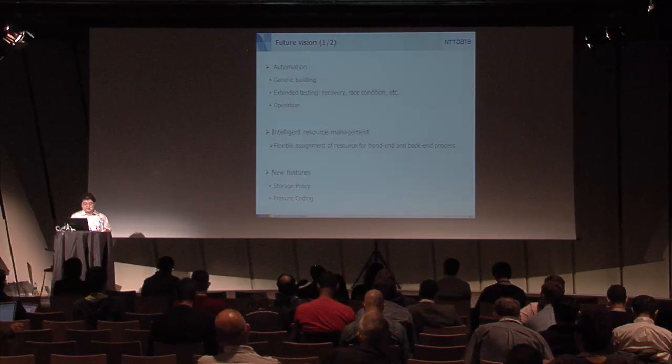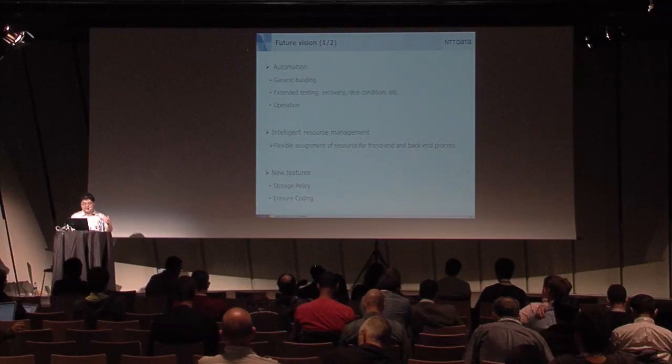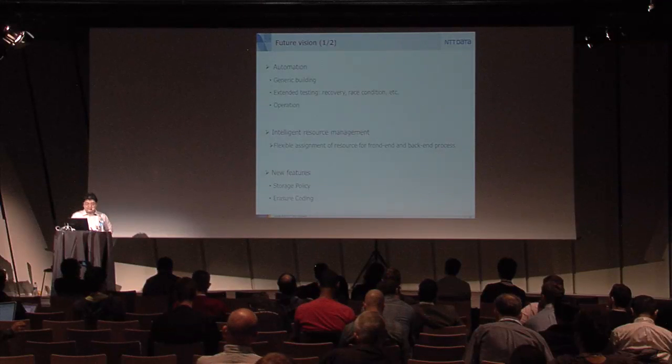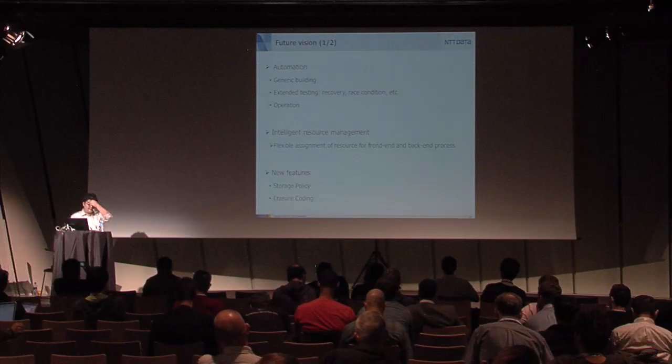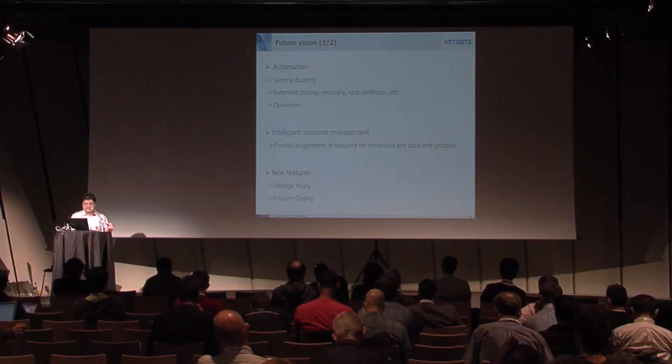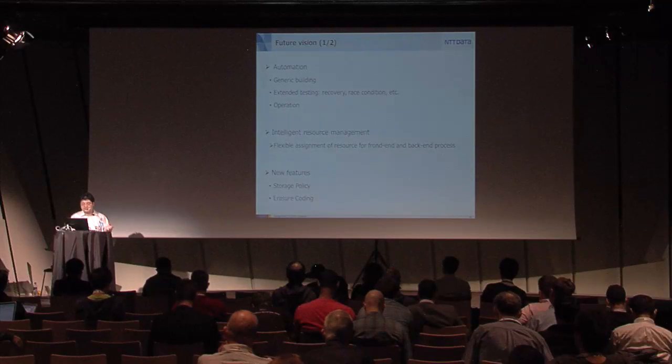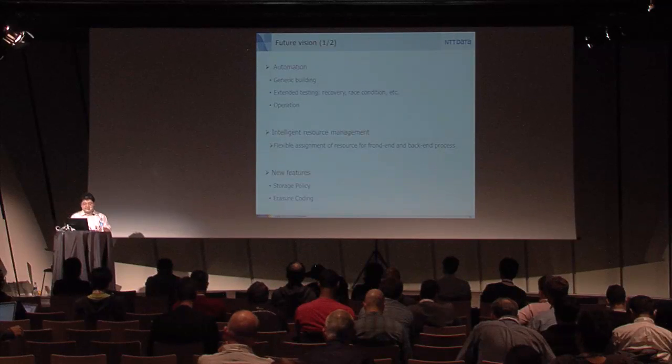I think the operation is also another thing we can do more with automation. We have more things we can automate for effective operation. The second vision is about resource management. In this project, performance tuning was one of the problems, and we struggled to limit resource consumption of backend processes. So now we have some plan to do such limitation more intelligently, using something like cgroups, with which we can limit resource consumption flexibly.